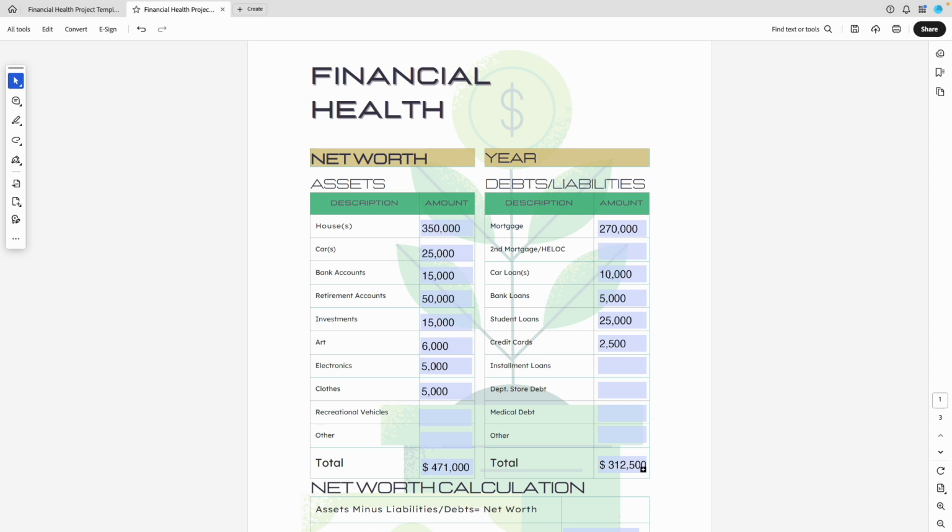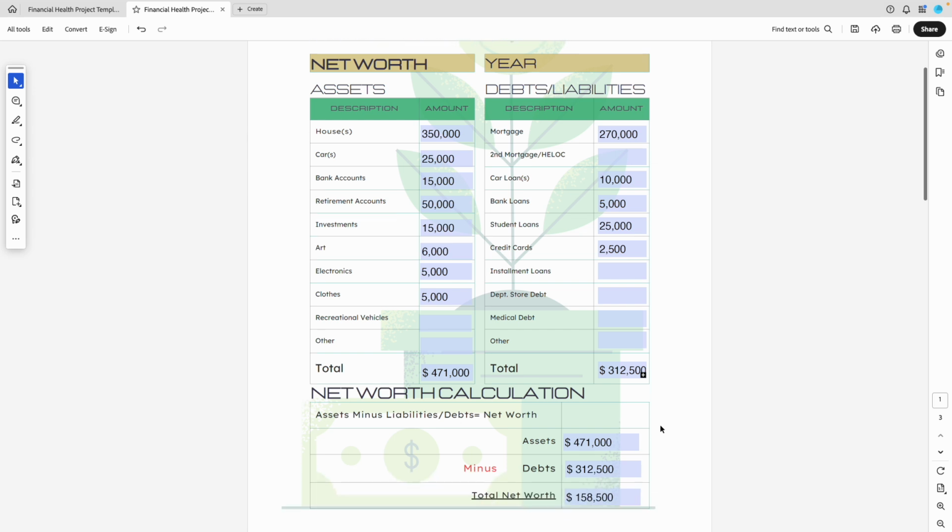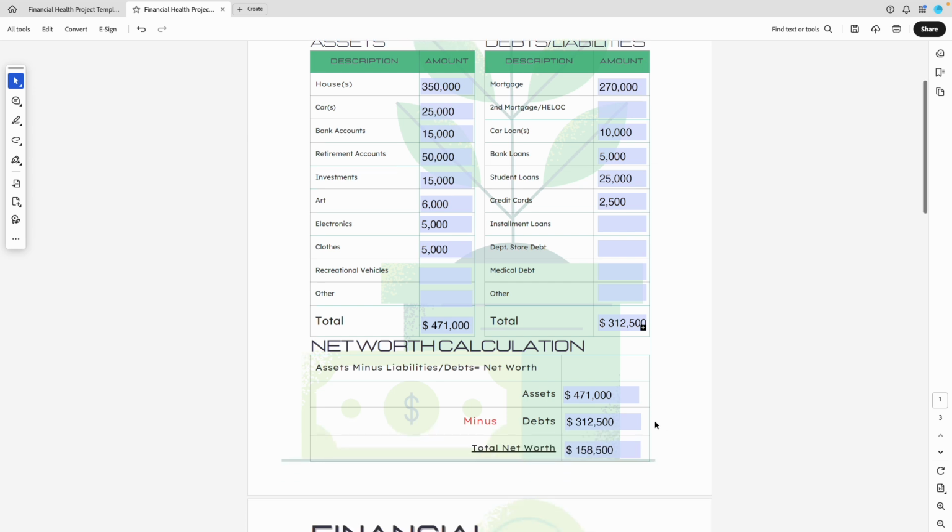A little bit of a car loan there, so that means we do have a relatively new car. We just put a lot down on it. Excellent. We have a bank loan, let's just say, of $5,000. They have a student loan of $25,000 and credit cards with $2,500. Not bad at all, really. And so we have $471,000 in assets. Again, hopefully these will add up for you in what I have given you in the template. Total of $312,500 worth of liabilities. So assets minus liabilities equals your total net worth. So this person has a net worth of $158,000. It's a positive number.